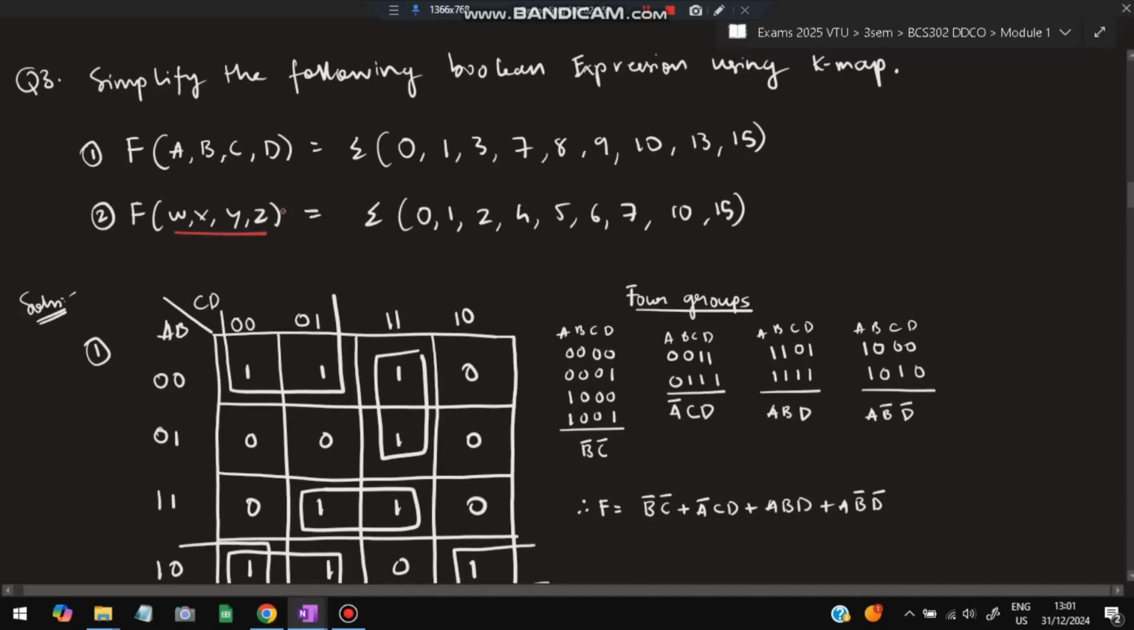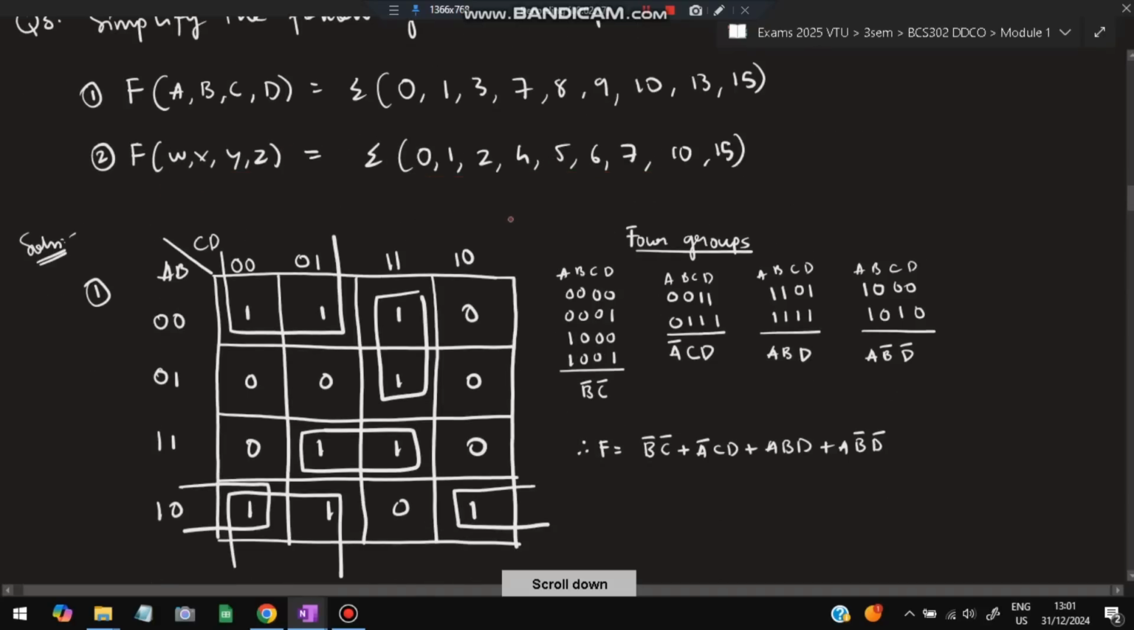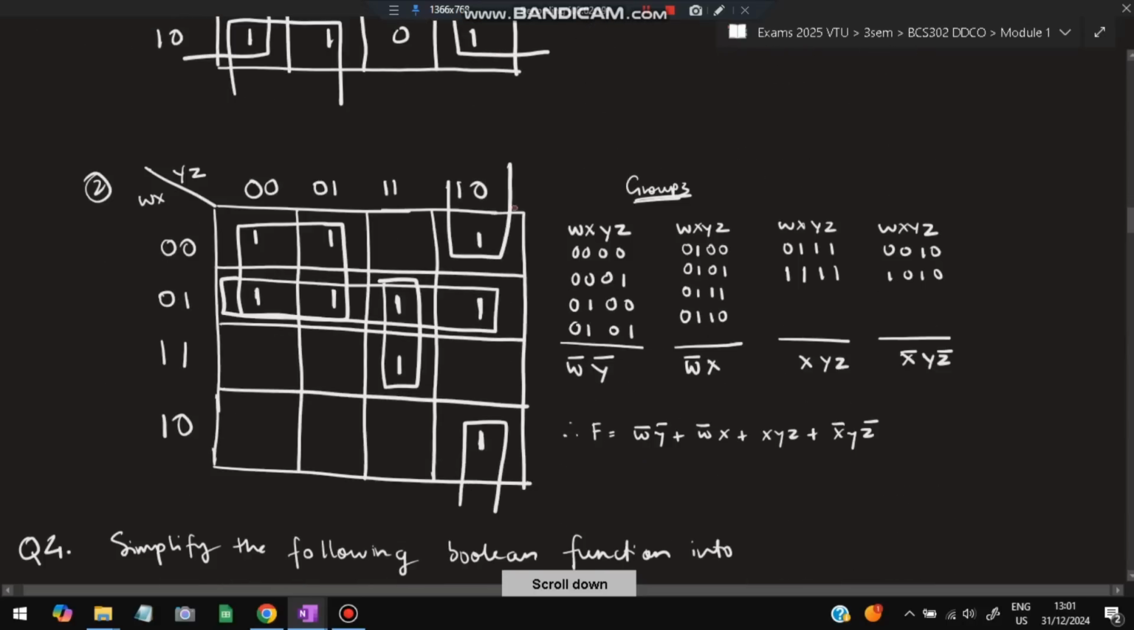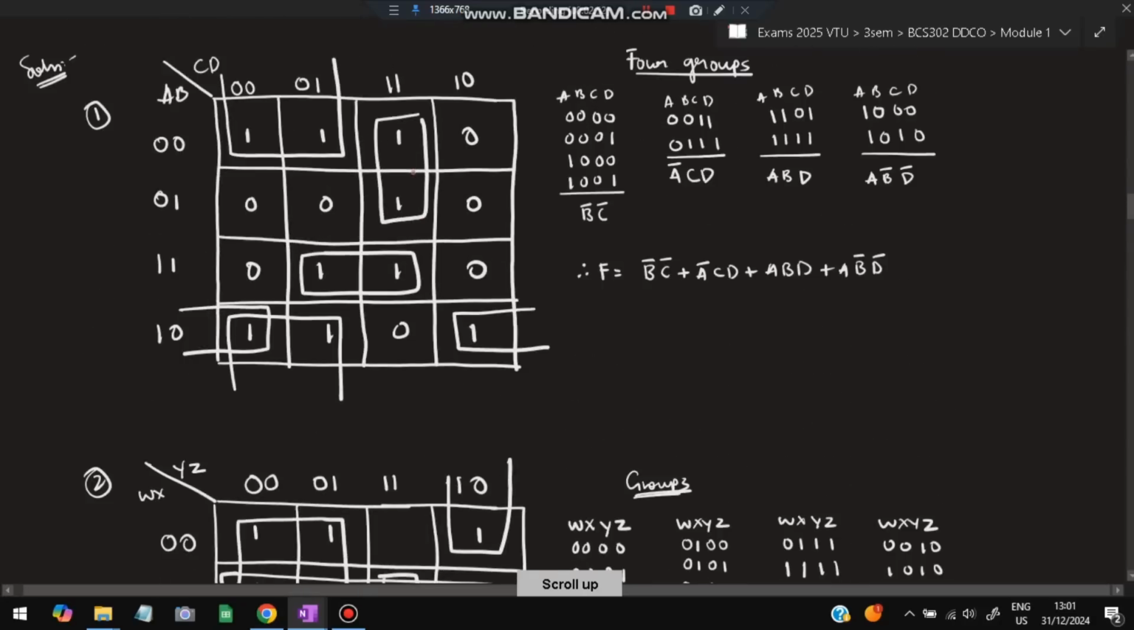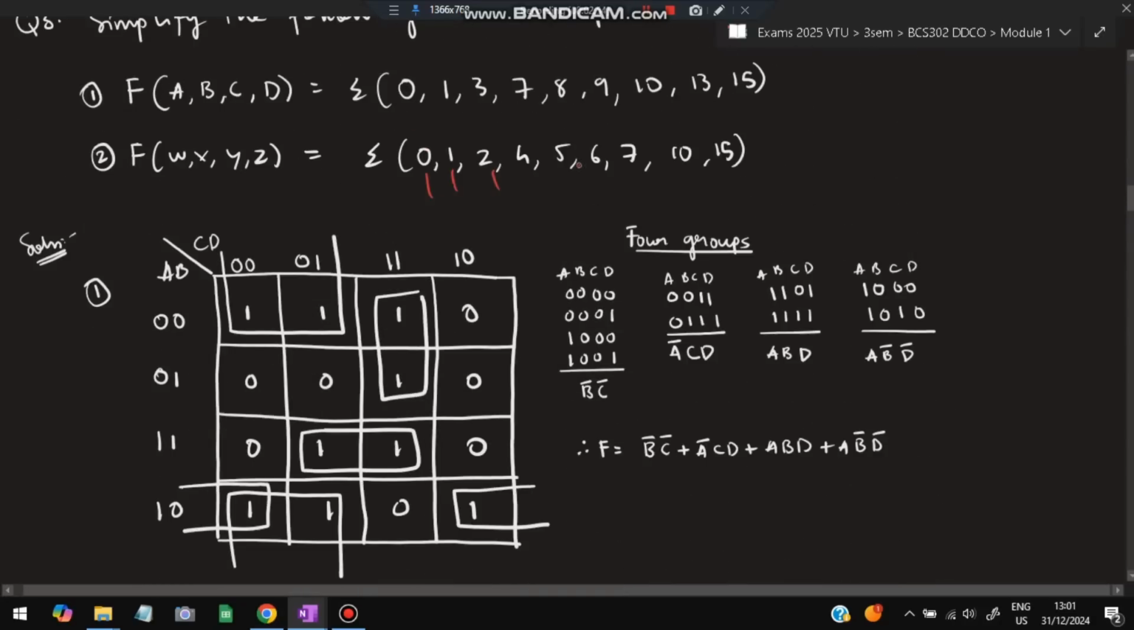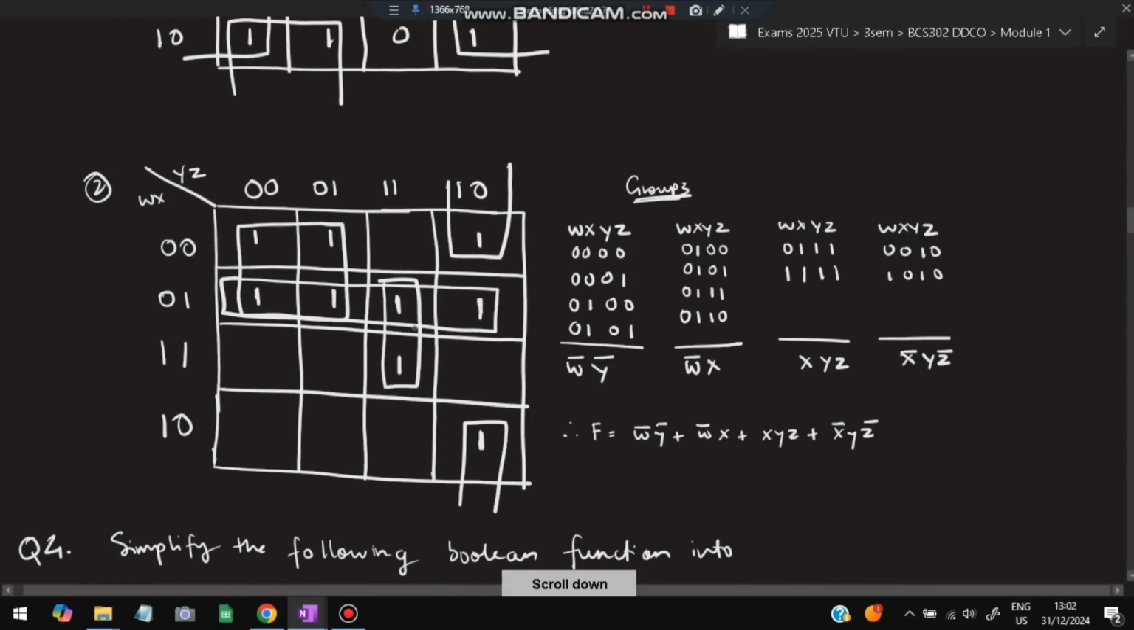Another question, a similar question, WXYZ, and the numbers are given here. Okay, now you tell me one by one what is to be done. First thing, we'll be writing WXYZ here, making a 4x4 table. 0 0 0 1 1 1 1 0, again 0 0 0 1 1 1 1 0. After that, wherever the numbers which they had given, which are the numbers 0 1 2 4 5 6 7 10 15, all these places I'll put 1.